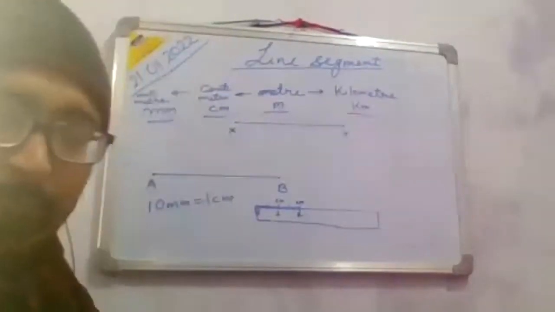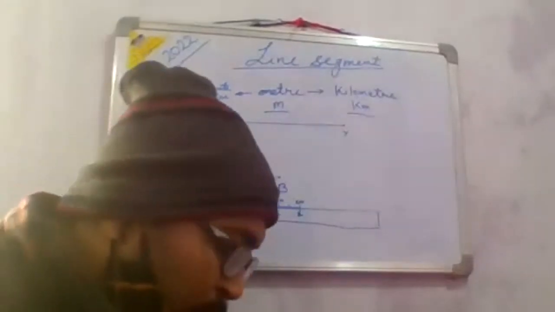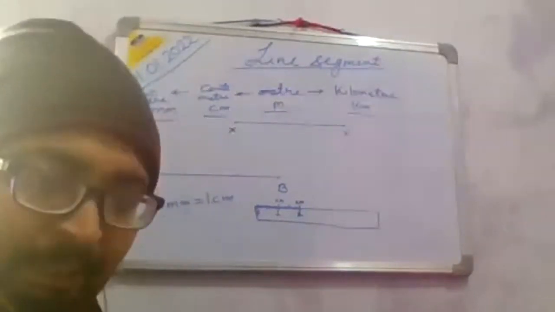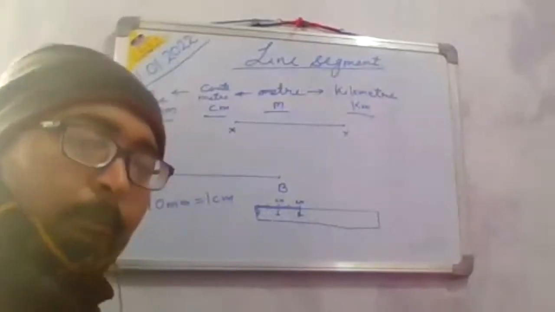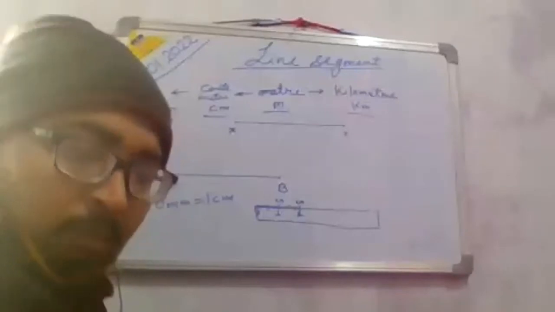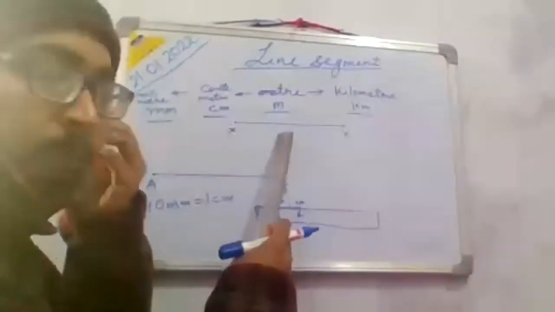Okay. Now see, now we know what the different components of a measuring scale are. Now we will see how to measure a given line segment. Suppose I have to measure this line segment which I have drawn.